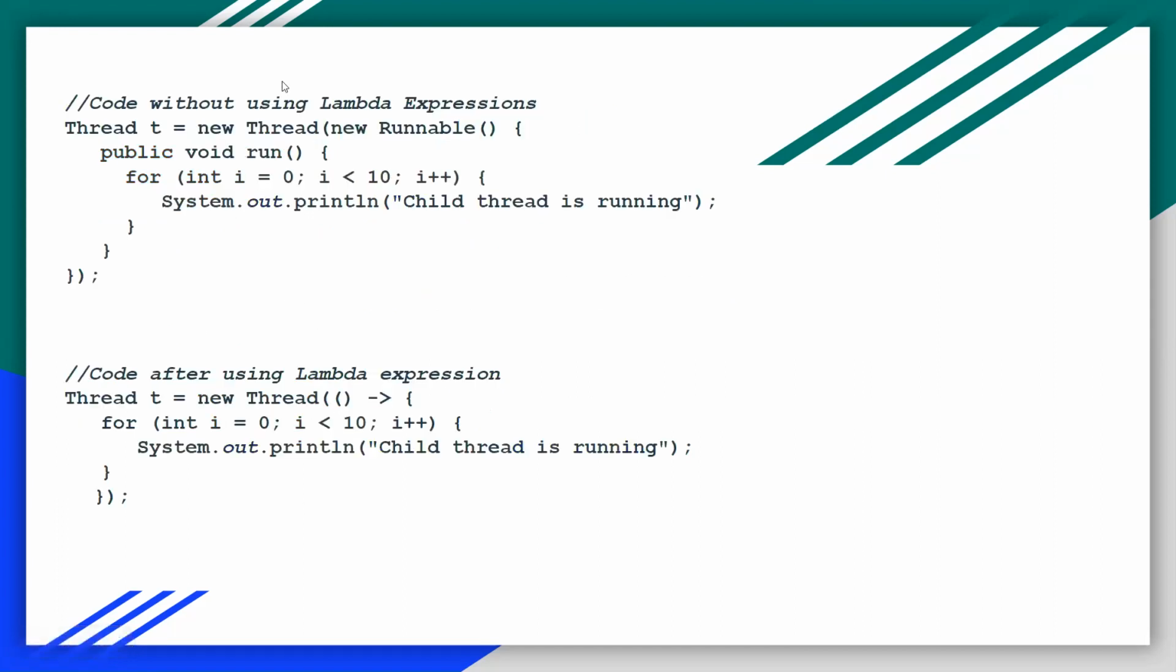If you have any question, you can write down your comment in the comment section. Next, this is the main difference, the code without using lambda expression and the code after using the lambda expression. You can see here this run method is there, here new runnable is there, but here you can see that nothing is there. Here only that lambda expression, and we are just incorporating this child thread.